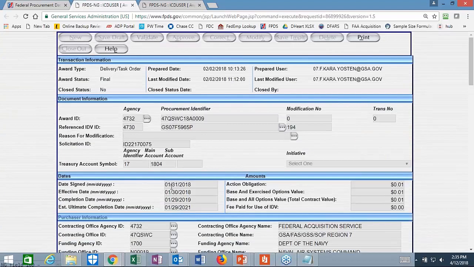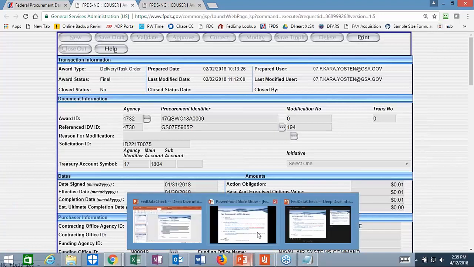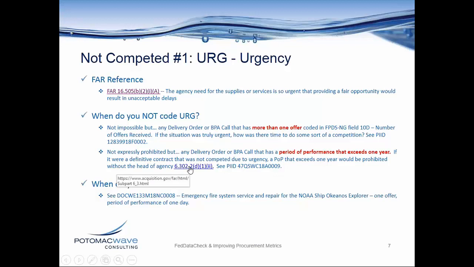The period of performance is a base year and 2 option years. If that were a definitive contract and not a delivery order, then per this FAR, that would be wrong. You can't do an urgency on a definitive contract for longer than 1 year unless the head of agency approves it. I don't think they would, so extremely rare. But any comments on that one?